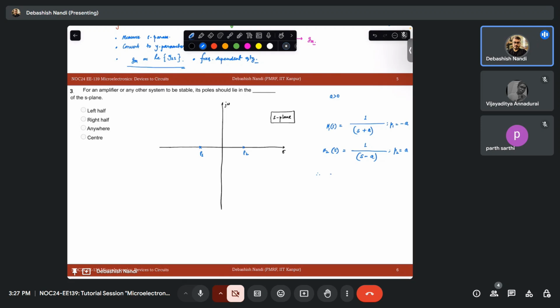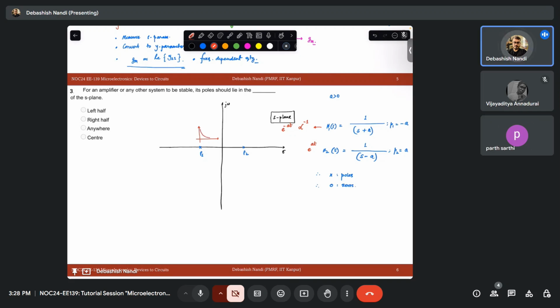You know that poles are represented as crosses and zeros are represented as circles, right? Fine. So what is the time domain response? And how do you take the time domain response? You take the inverse Laplace, right? So it will simply be e raised to the power minus at, and in this case it will be e to the power at.